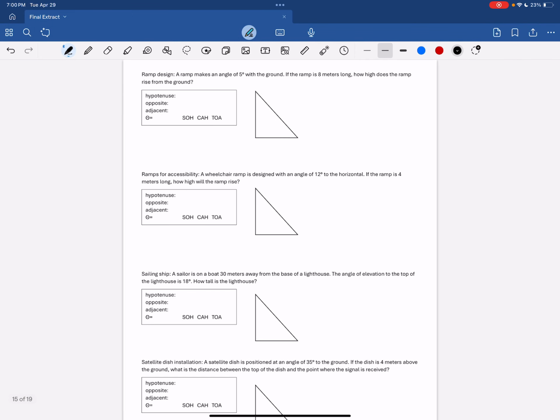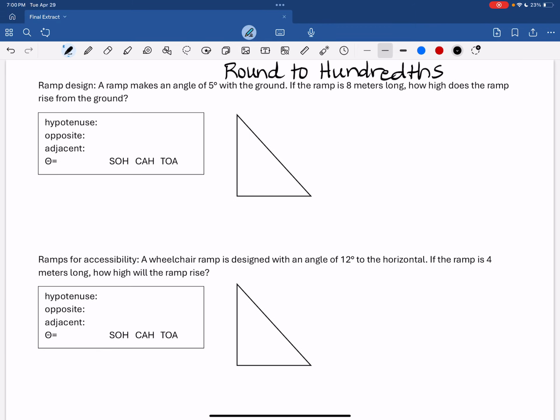Page 91. And on this one, let's round to hundredths. I'm just making up the rounding rule so that we all get the same answer. On your final exam, remember to read closely for the rounding rule.